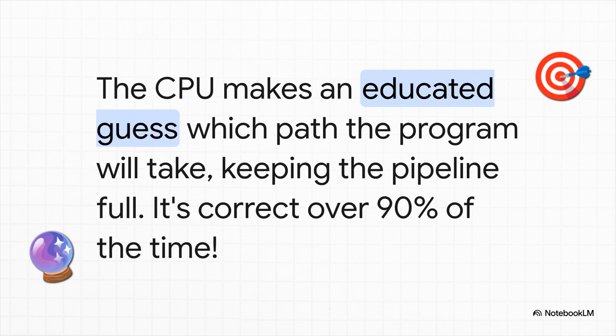Engineers developed something called branch prediction. The CPU basically becomes a fortune teller. It looks at that if statement and, based on what happened in the past, it makes an educated guess about which path the program is going to take. Then, it just starts pulling in instructions from that predicted path to keep the assembly line full. And the amazing thing is, it's right more than 90% of the time. It's like having a little crystal ball inside your processor.